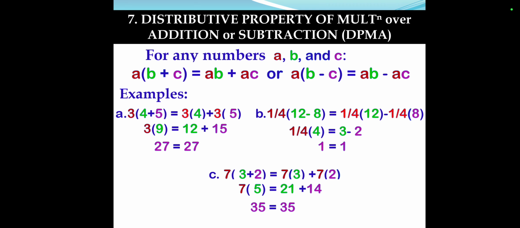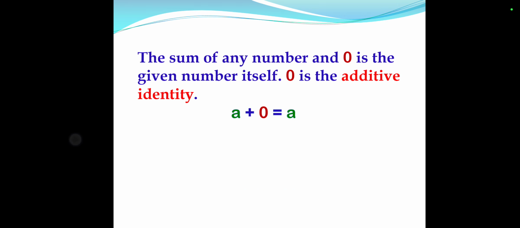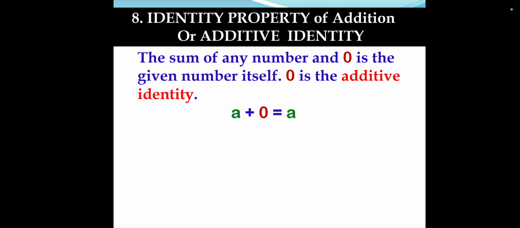Okay? So that we call that one the distributive property of multiplication over addition or subtraction. Next is the identity property of addition, or additive identity.